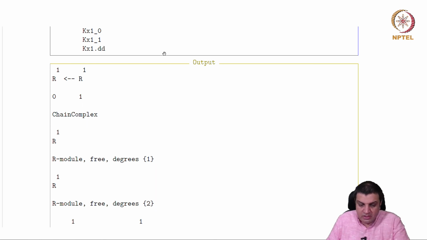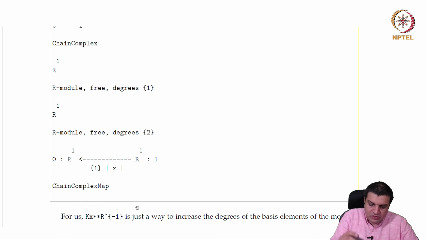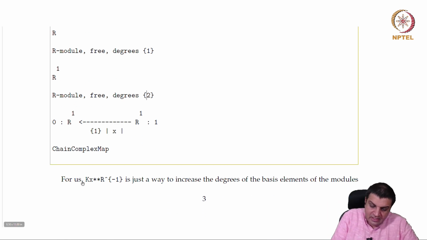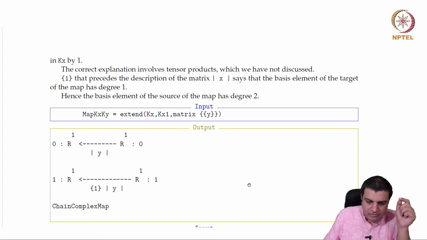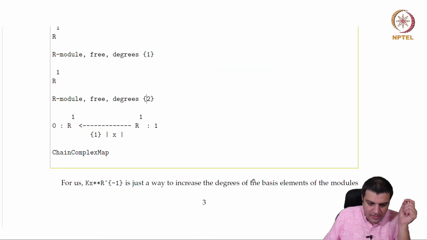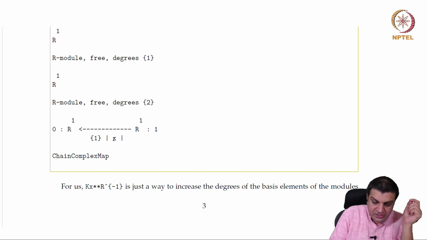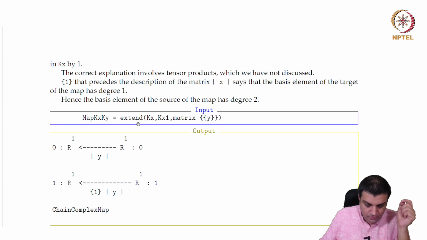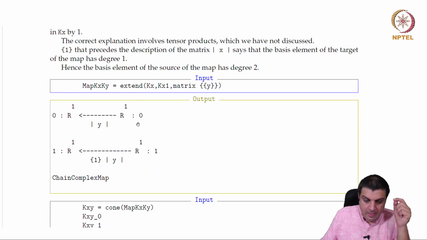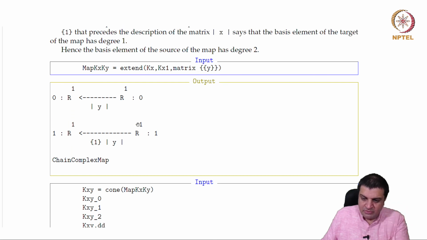So the 0th module now is in degree 1, and the first module is in degree 2. Generator is in degree 2. And the map is still multiplication by y. And as I said, for us, kx star r to the minus 1 is just a way to change the degrees of the basis element. Okay, correct. Yeah, so just one more. The 1 here that precedes x says that the target has degree 1, so the source has degree 2.